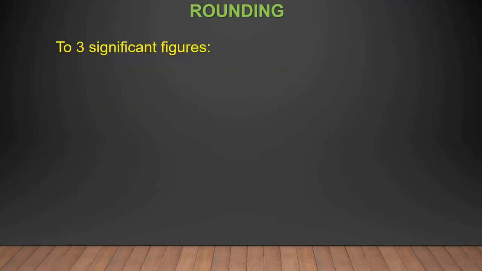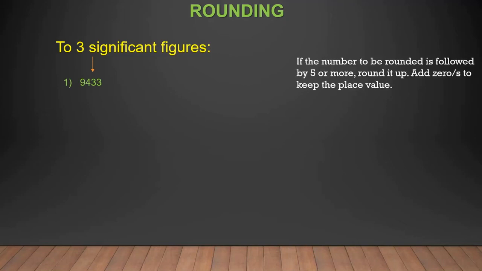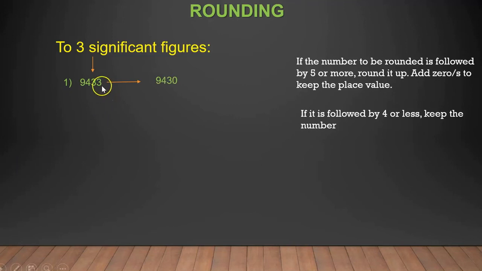So now we're going to round off to three significant figures. First, we have 9,433. The third significant figure is 3 and is followed by a number which is less than 5. So the rule says that if the number to be rounded is followed by a number less than 5, you're going to keep the number. So we have 9,430. To keep the place value, we're going to change the last number, which is 3, to 0.